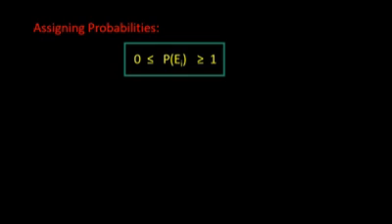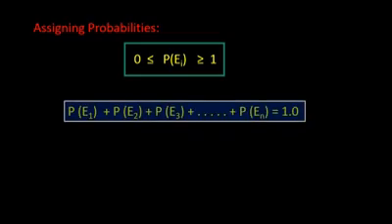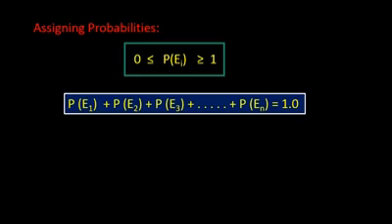The basic requirements for assigning probabilities are that the probability of an experimental outcome i, denoted by P(E_i), is between 0 and 1 for all E_i's. And when we add up all the probabilities for all the possible outcomes, it must equal 1.